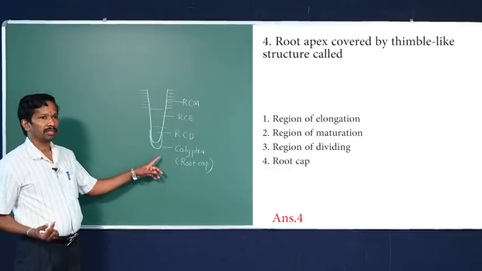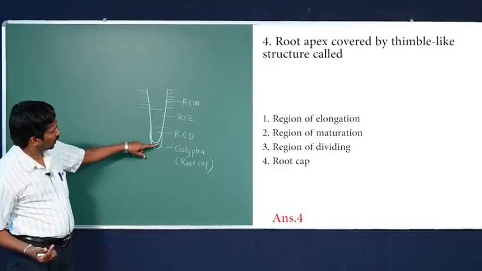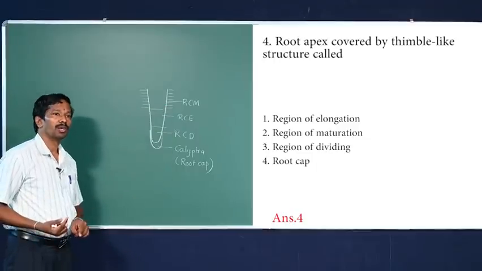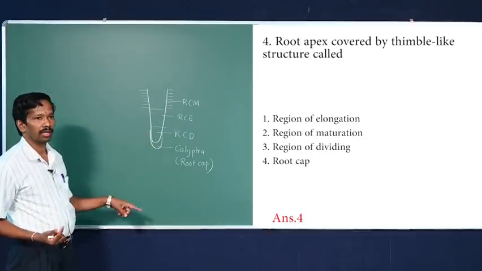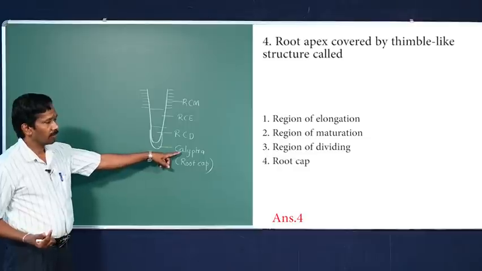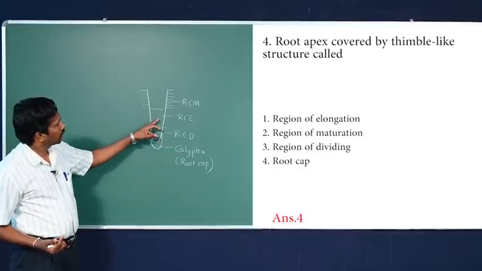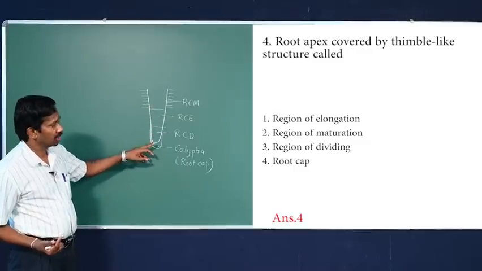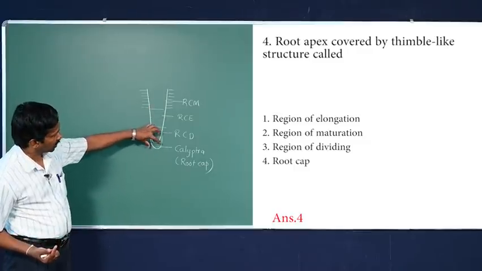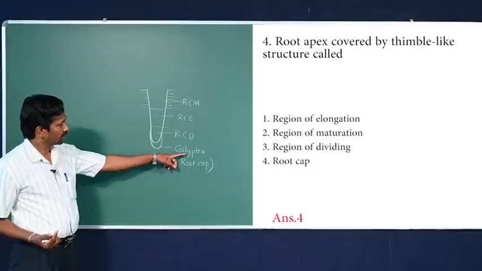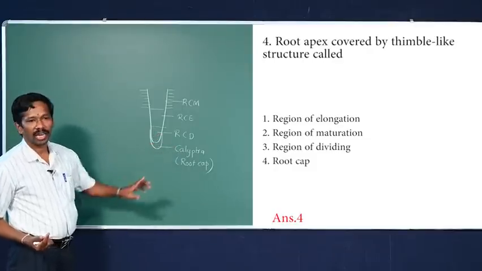Next one, it is connected to this. Root apex is covered by a thimble-like structure or a protective structure, and it is called as root cap, otherwise called as calyptra. Options given: region of elongation, region of maturation, region of division, and fourth option is root cap, and answer is option 4. So meristematic zone is protected by calyptra.